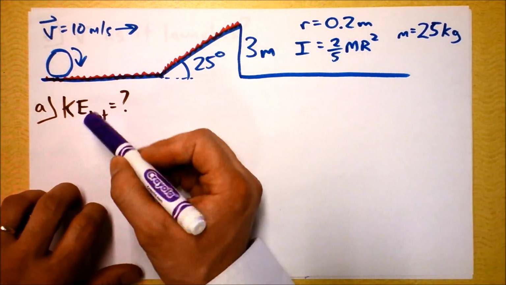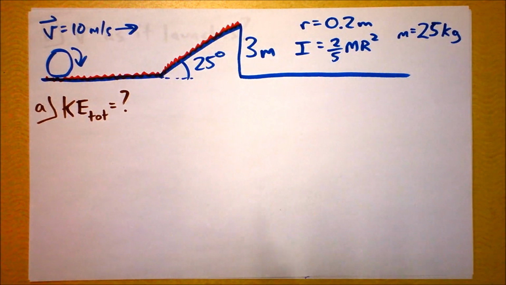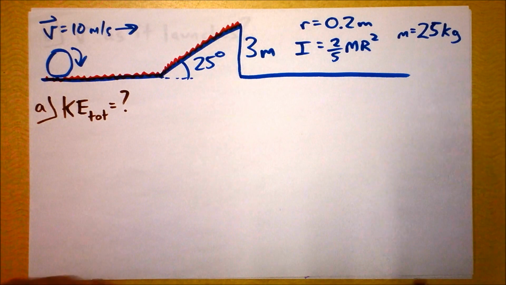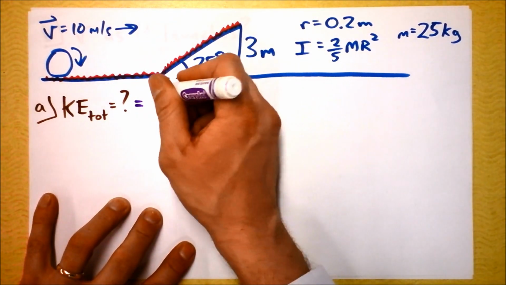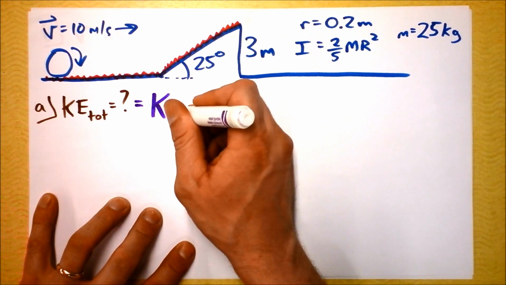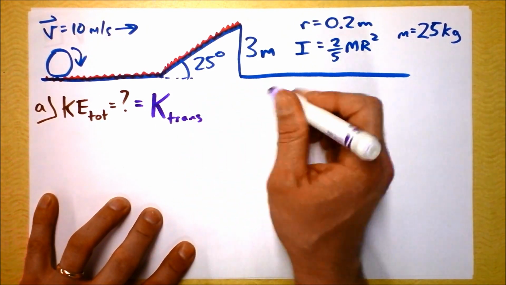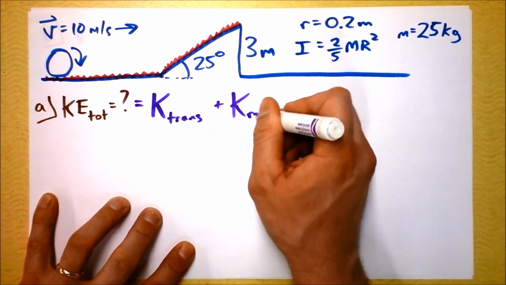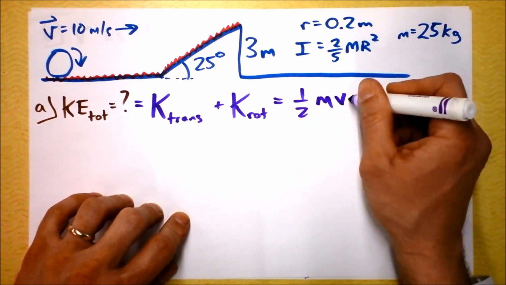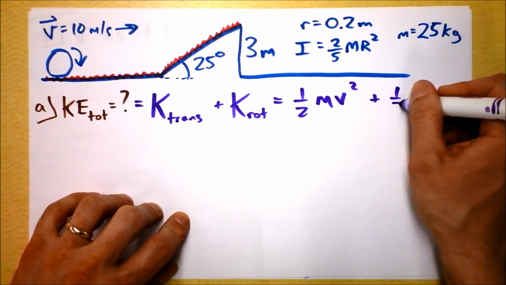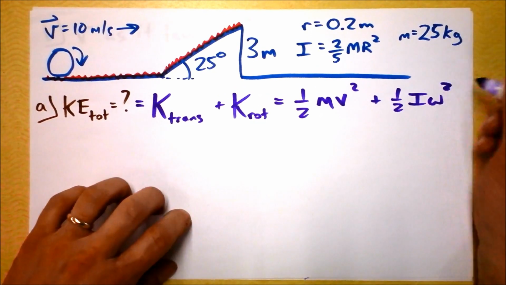The first part, it says, what is the total kinetic energy of the sphere as it rolls along the horizontal surface? So I'm just going to note that there are two forms of kinetic energy. We've got ourselves K translational and we've got ourselves K rotational. And those take the two forms 1/2 mv squared plus 1/2 I omega squared.